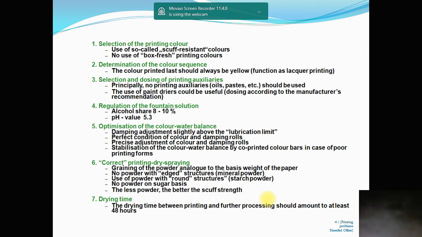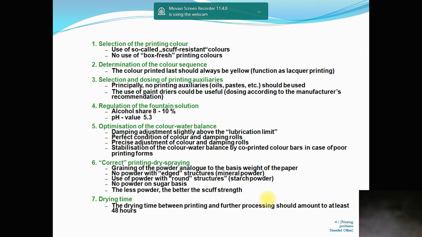Drying time: the drying time between printing and further processing should amount to at least 48 hours. That means after printing, the printed sheet must be kept idle for at least 48 hours. Then only those sheets should be processed for further finishing. For the finishing works, it should be processed after at least 48 hours from the printing.